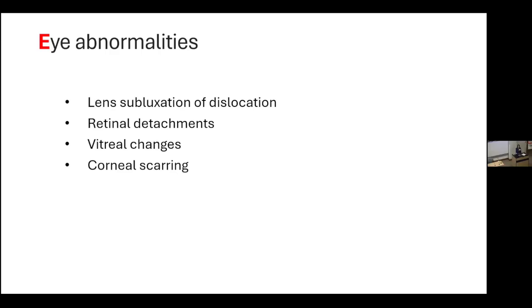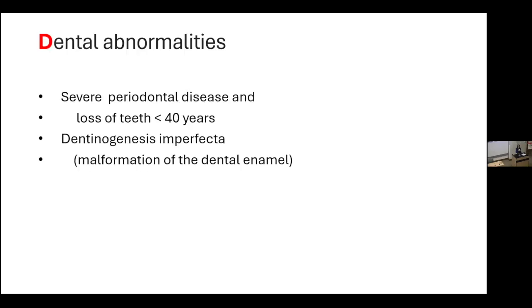The eye abnormalities include lens subluxation or dislocation. That should make us think about Marfan syndrome. Retinal detachments, we think about Stickler syndrome. Vitreal changes and corneal scarring. All of those should point to some other hereditary disorder of connective tissue or other type of EDS than hypermobile.